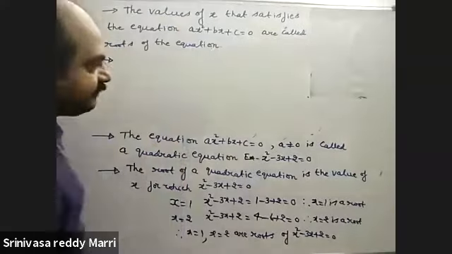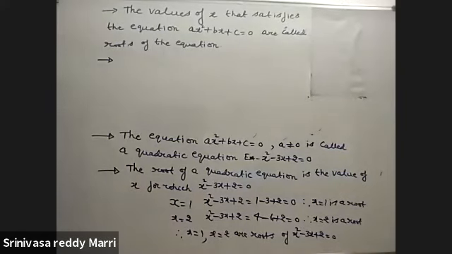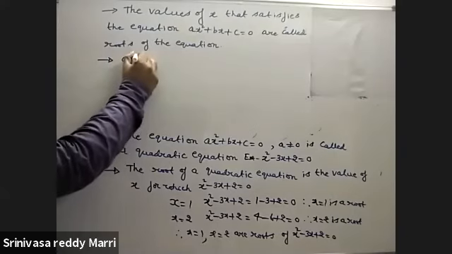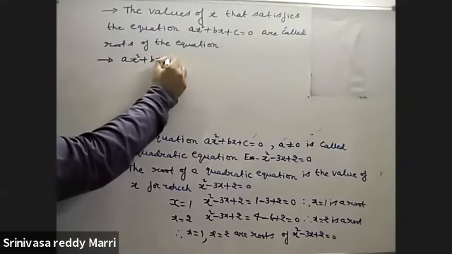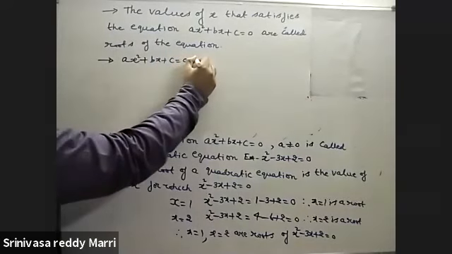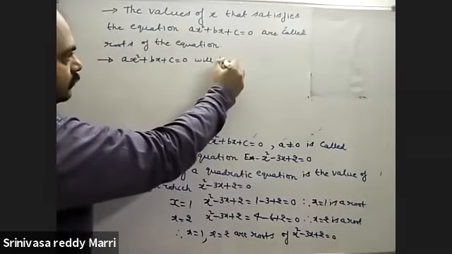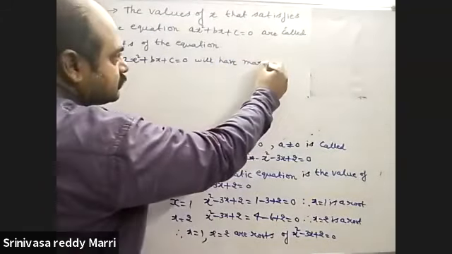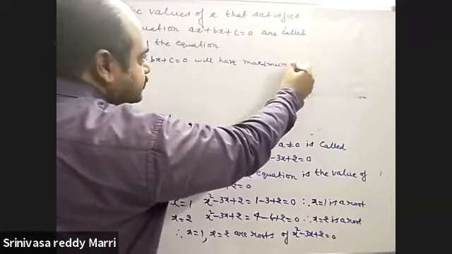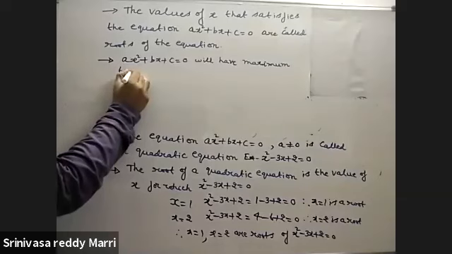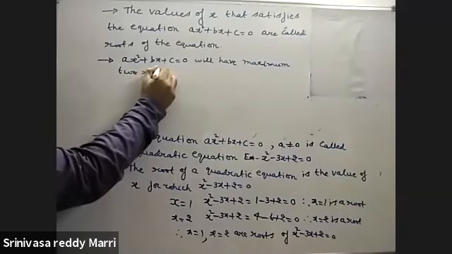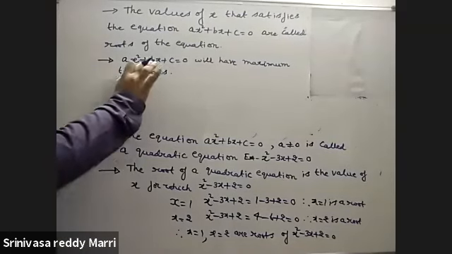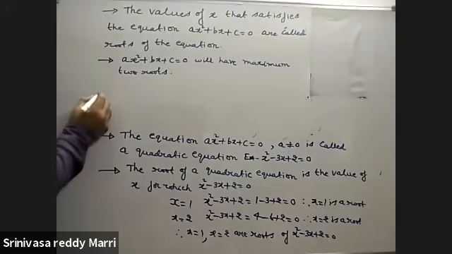A quadratic equation means second degree will be there. Second degree means maximum 2 roots will be there. ax square plus bx plus c equal to 0 will have maximum 2 roots, because its degree is 2 only.